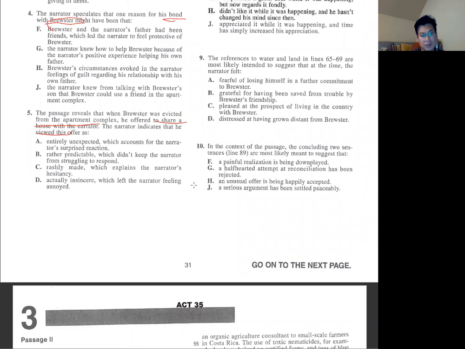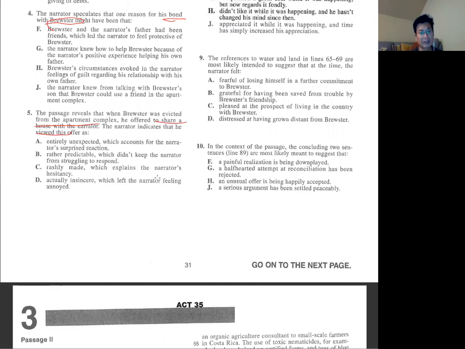So if you think about this, F, painful realization. Yes, because from Brewster's point of view and also the narrator's point of view, they thought that they were friends. So when Brewster earlier asked him, do you want to move in? Then he said, of course. But now in reality he couldn't do it. That's why F is the answer.